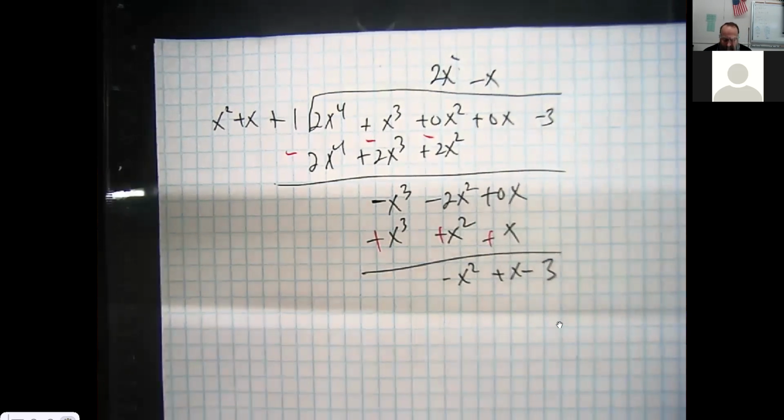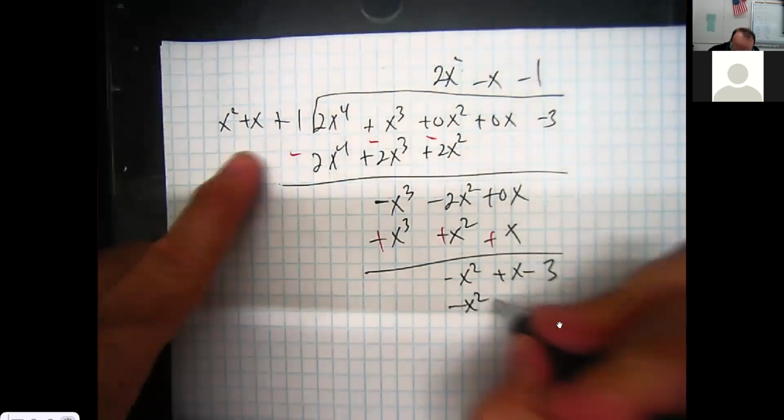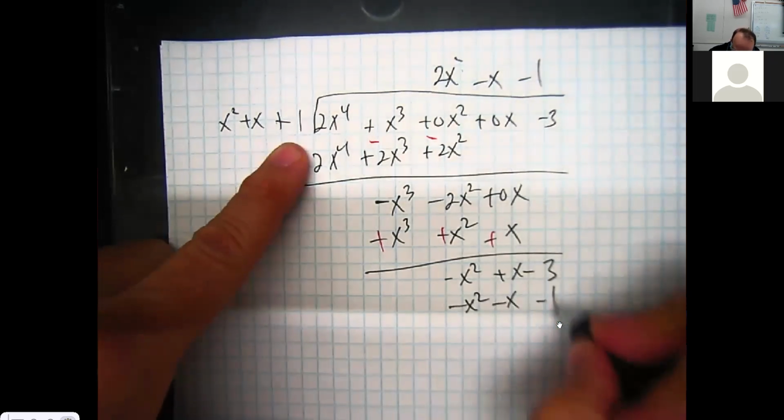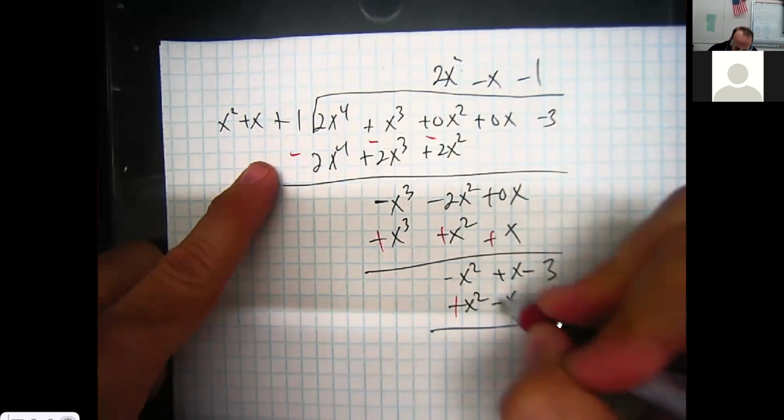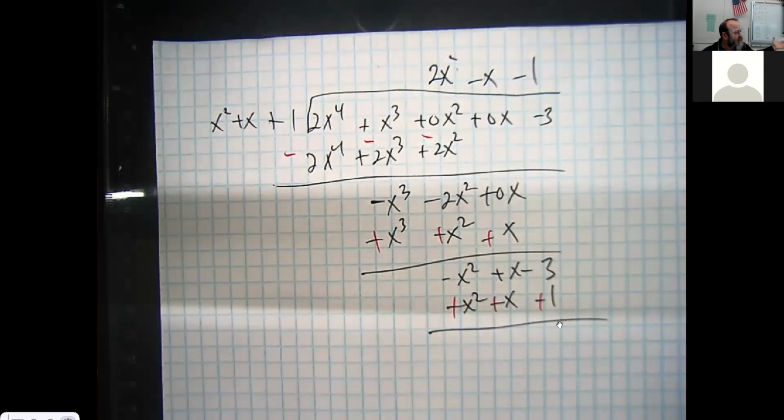It's all good. Now, Devin, what's left? What's our last term? Just a negative 1, and so we got our negative x squared. I got a negative x. I got a negative 1. We flip all of our signs. So did it go in perfectly? Why not? Because it has a remainder, doesn't it?